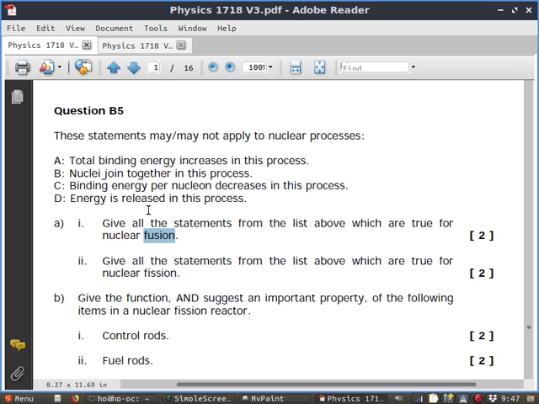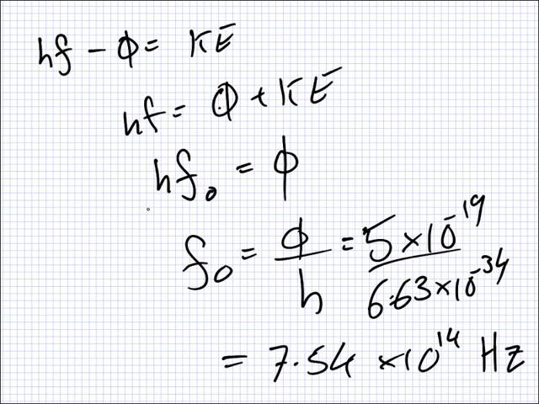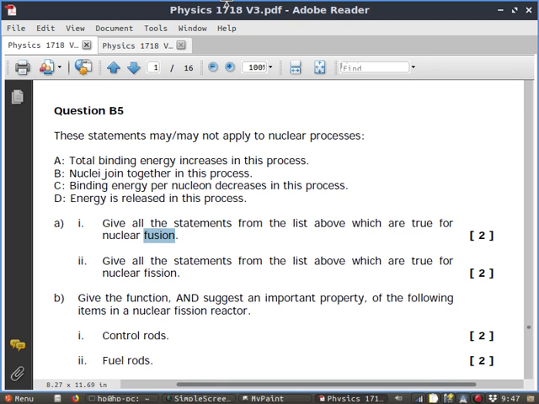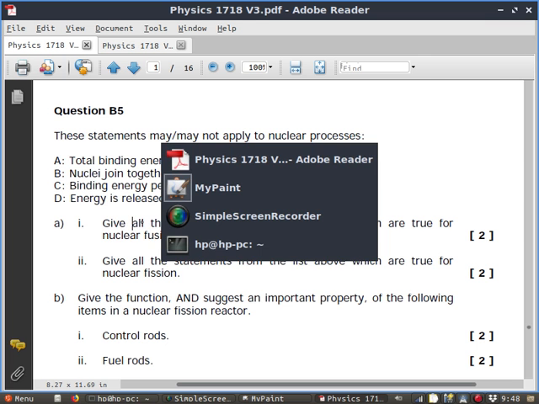The total binding energy increases. Now, to be honest, I don't know. I have to think about that. Binding energy, what is it? The energy that keeps it together. The binding energy of a nucleus is the energy required to hold the nucleus together. No, actually, I'm not sure. I have to really think about this one.